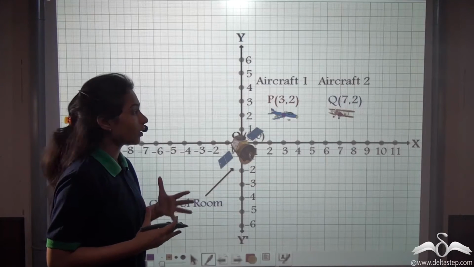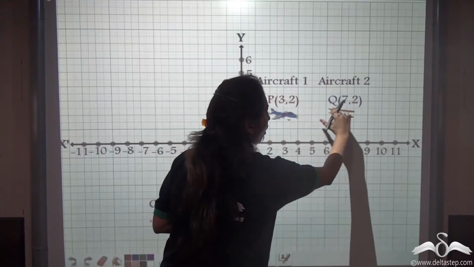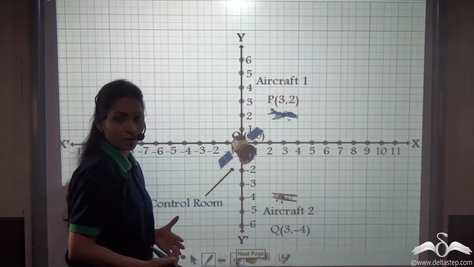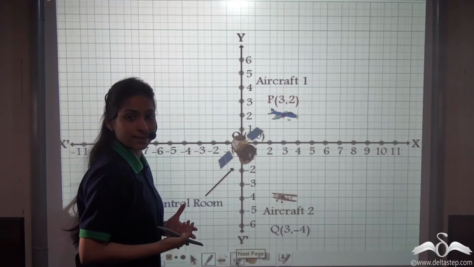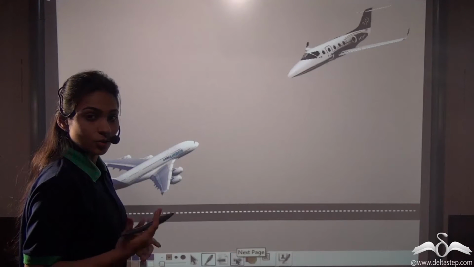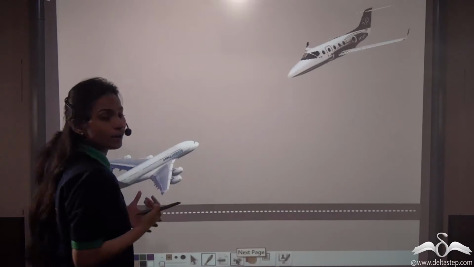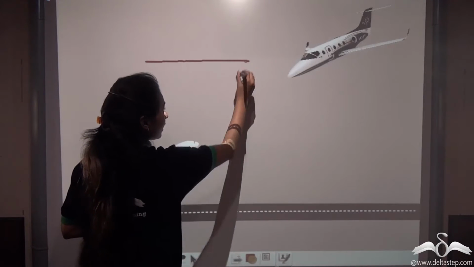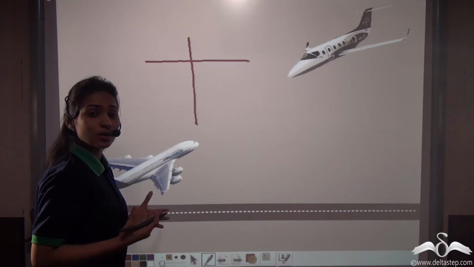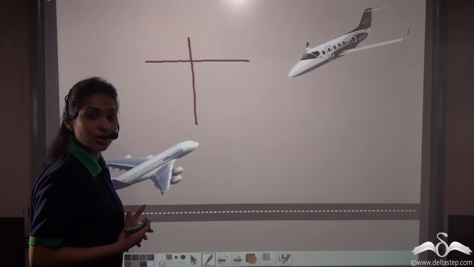You already know how the control room calculates the distance between two aircrafts when they are on the same horizontal line or on the same vertical line. But every time the situation may not be like this. What about such a situation? You can see that this airplane is about to take off while this one is about to land. They are not in the same horizontal line or on the same vertical line. They are diagonal to each other. So how does the control room calculate the distance between such planes so that they do not collide with each other? Let's see.